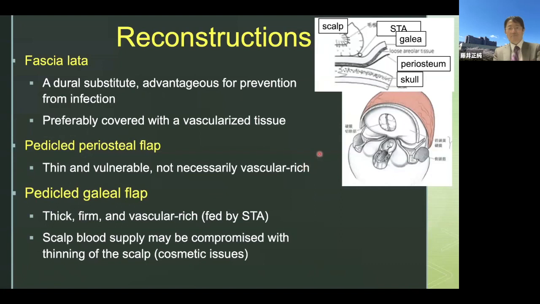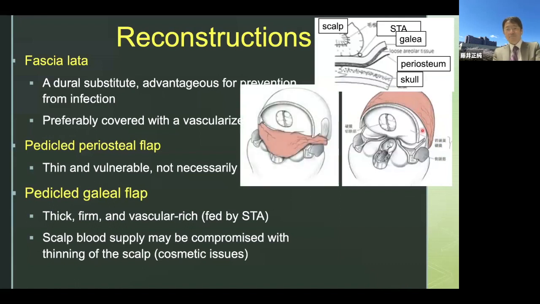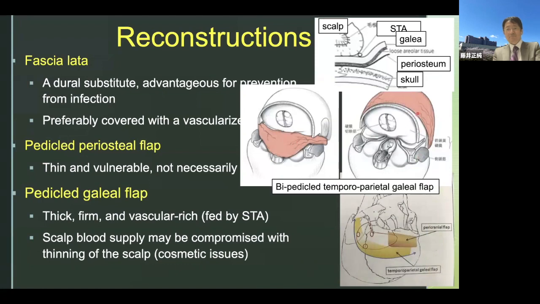And in terms of the galeal flap, we frequently use this temporal parietal galeal flap, not the frontal head area, because the temporal parietal area is advantageous from a cosmetic point of view. And we elevate this wide pedicled galeal flap supplied by the bilateral STA. We call it a bipedicled temporal parietal galeal flap. After we elevate this, the galeal flap covers a wide area of the anterior cranial fossa.